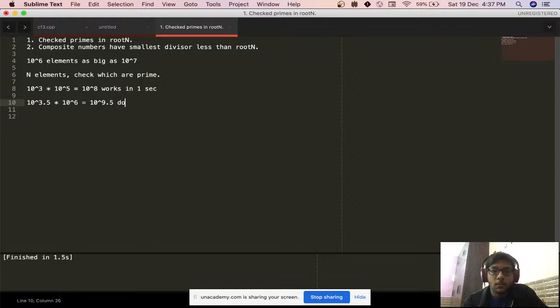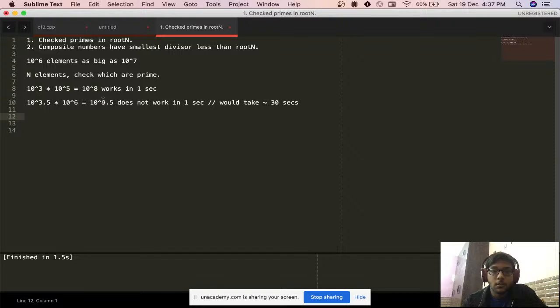That doesn't seem to work in 1 second. How much time does it take? It would take around 30 seconds, I think. That's a lot. So we have to think of a better approach; this is not going to work.